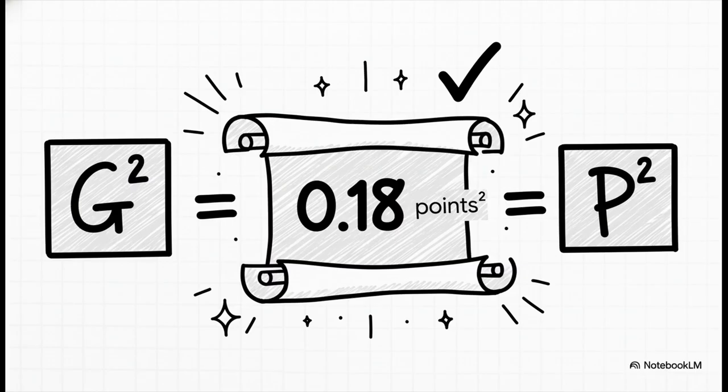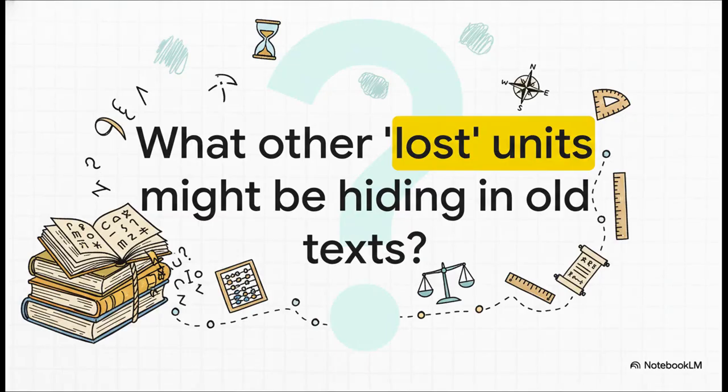We did it. We took these totally obscure units, applied the rules, and solved the puzzle. Pretty cool, huh? Solving a problem like this really makes you think, doesn't it? Our modern system of units feels so permanent, but this is a great reminder that people used to have a completely different language for measurement. It kind of leaves you wondering what other weird lost units might be hiding out there in old books.